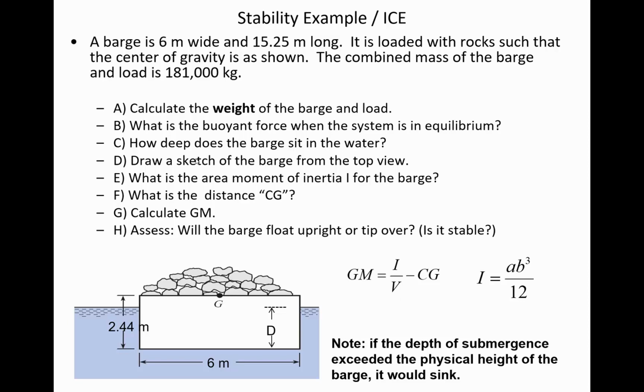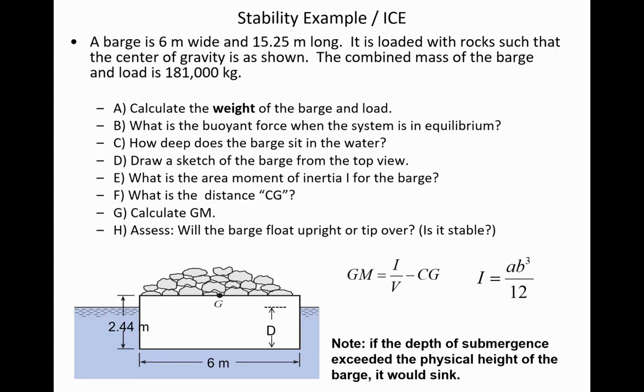But first things first, we know the combined mass of the barge plus the load that it's carrying. And it looks like it's carrying rocks. This is something we see on an ongoing basis here in Huntington. If you ever look at the river, you'll see barges full of coal going up and down that river continually. So let's say that this is coal, it's not rocks. So the combined mass is 181,000 kilograms. Step by step, what I'm asking you to do is calculate each one of these things because it's leading you towards the assessment of whether it will float upright because it's stable or whether it'll tip over because it's unstable.